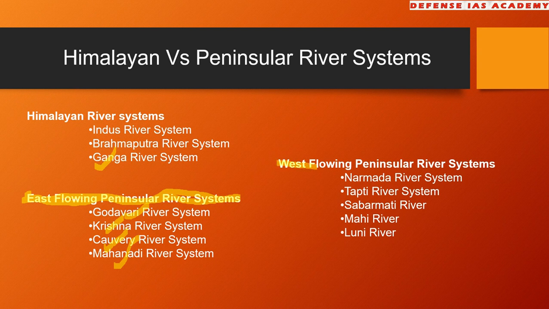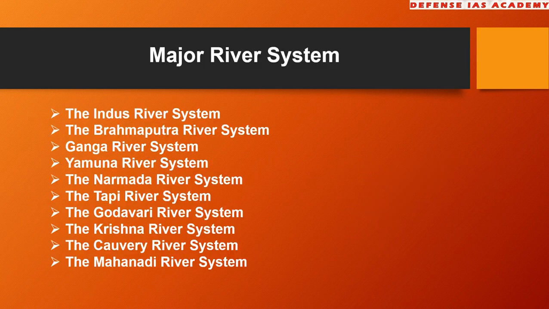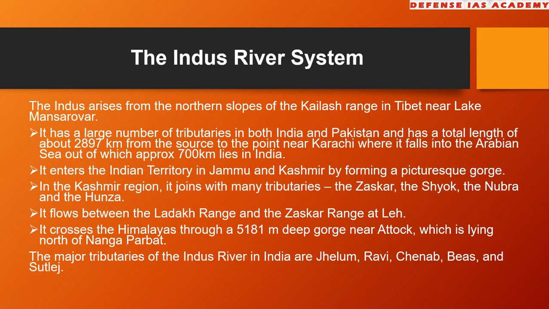And third category, the west flowing peninsular river system. They have the Narmada, Tapti, Sabarmati, Mahi, and Luni rivers. So these are the major rivers that flow in India. This slide also shows the same, the nine rivers under one classification. Next, we are going to discuss each river system in detail.